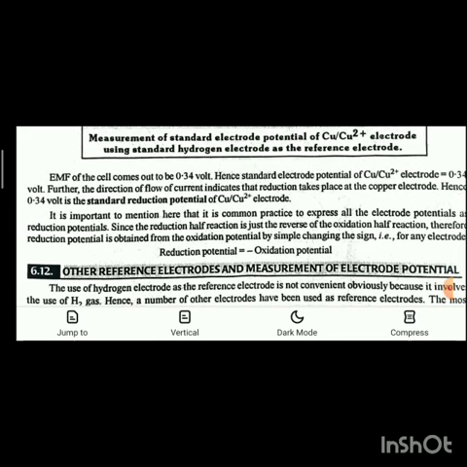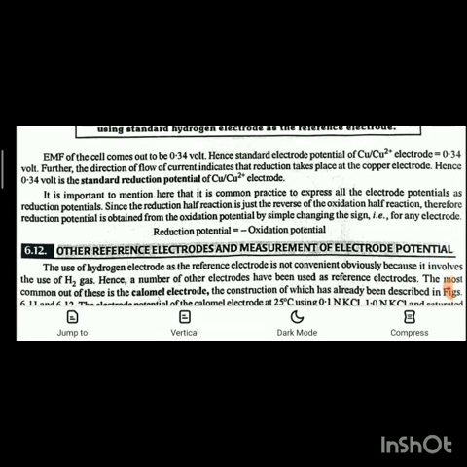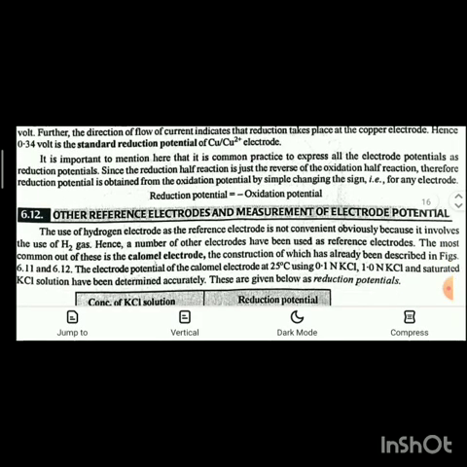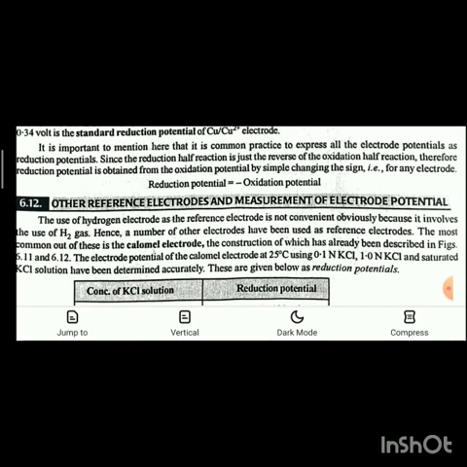Further, the direction of flow of current indicates that reduction takes place at the copper electrode. Hence, 0.34 volt is the standard reduction potential of the copper 2 positive electrode. It is important to mention here that it is the most common practice to express all electrode potentials as reduction potentials. Since the reduction half reaction is just the reverse of the oxidation half reaction, reduction potential is obtained from oxidation potential by simply changing the sign for any electrode. Reduction potential equals minus of oxidation potential.